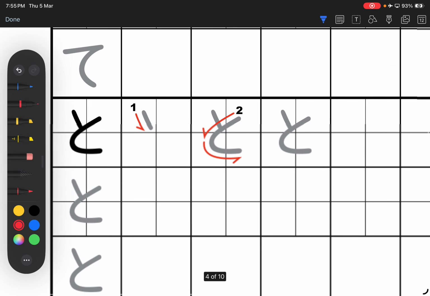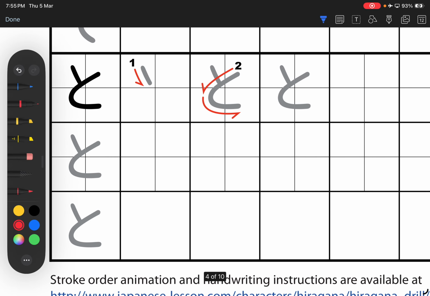Okay, moving on, we have to. For to, I will go for the short line first, and then the curve, the C. You can just use the letter C, it's okay. One line and one C. To. Any questions so far? Just feel free to raise your hand if you have any.